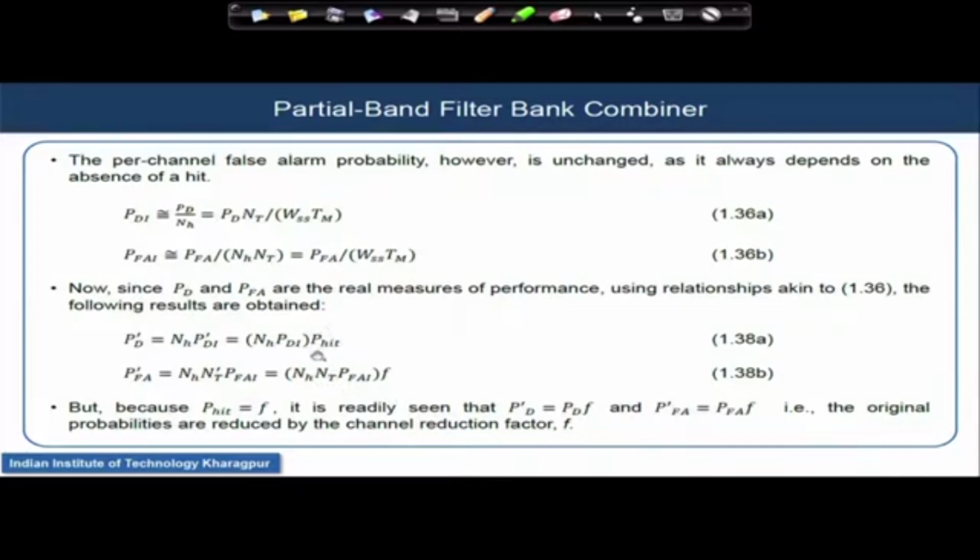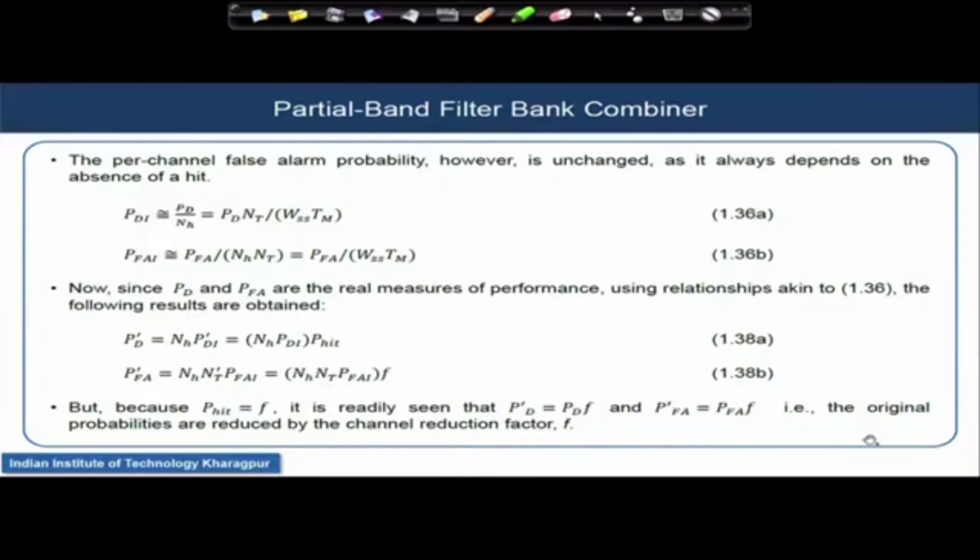And as we understand, P_hit is equal to a factor times the full band value. Fundamentally, the total detection probability of your partial band FBC will be the detection probability of your FBC multiplied by the factor f. A similar expression you can find for P_FA. The value of f is a reduction factor, less than 1. So you will always get a reduced detection probability for your partial band FBC.